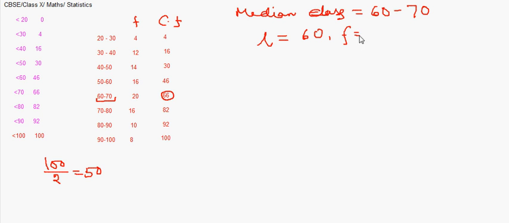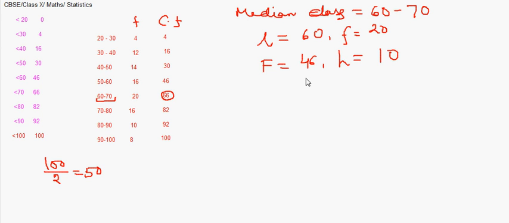What was the small f denoting? The small f in our formula was denoting the frequency of the median class, which now stands at 20. Capital F was the cumulative frequency preceding this median class, so that stands at 46. And h is the class interval, that's 10 here.